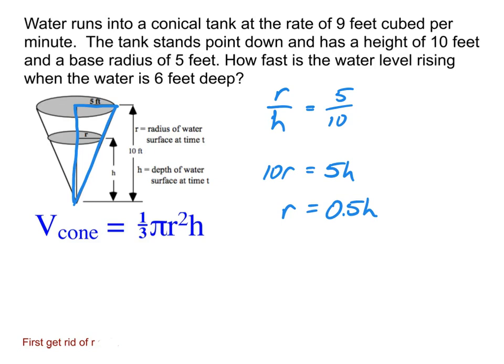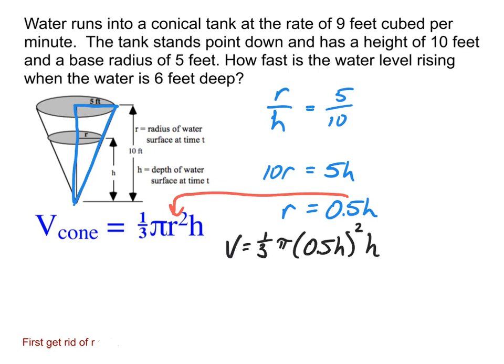Now that I know what r equals, I'm going to take that value for r, and I'm going to plug it in for r. And then once I've replaced r with that 0.5h, I'm just going to simplify this down a little bit. And the whole thing becomes 1/12 pi h cubed.